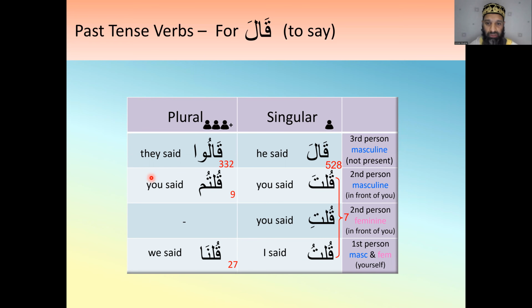Let me just see the numbers. Here are the numbers. You're talking about 528 times. This one comes qala, right? Just qala by itself. Qalu 332. Qultum, qulna. And then this one about 7 times, all of these included, right? So the main ones, if you want to just concentrate on the main ones, it's qala and qalu. Qala, he said. Qalu, they all said.